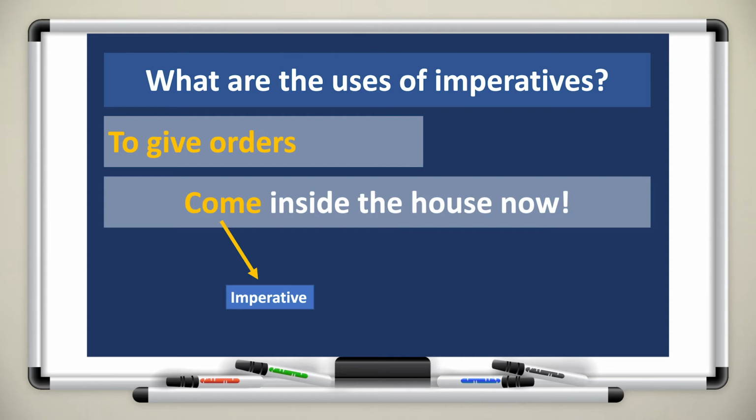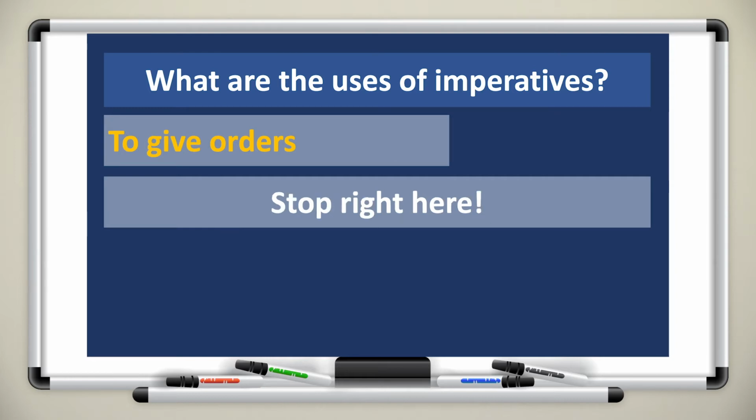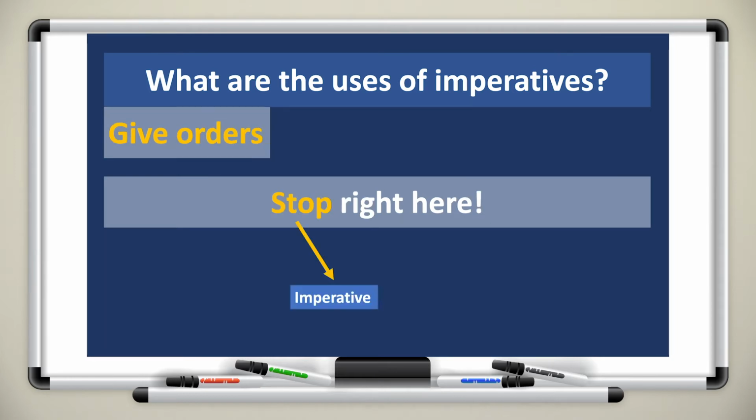How do I know that this word is an imperative word? Because it gives an order. You can notice that this word is in the infinitive. In other words, it's tenseless. For example, stop right here. The word stop is also an imperative word because it gives an order. Stop. It is also in the infinitive.